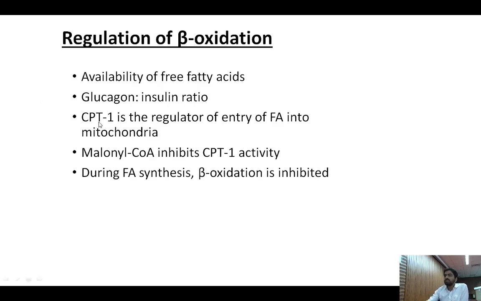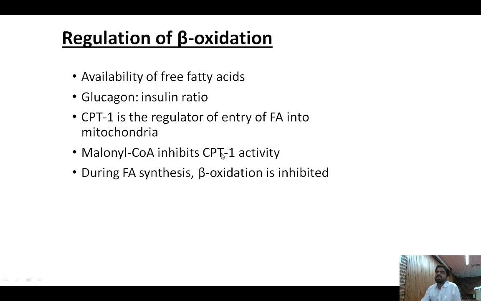Now CPT1, I told you, carnitine palmitoyl acyl transferase 1, is the regulator of entry of fatty acid into mitochondria. So the rate of fatty acid beta oxidation will be mainly determined by CPT1. So if this CPT1 is activated, more and more fatty acid will be transported from the cytosol to the mitochondrial matrix.